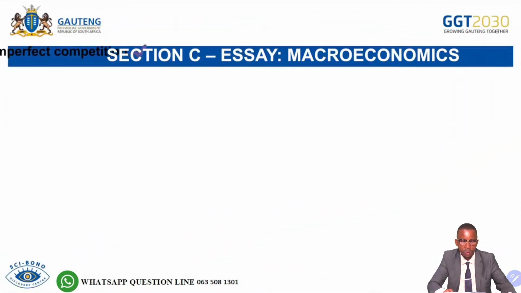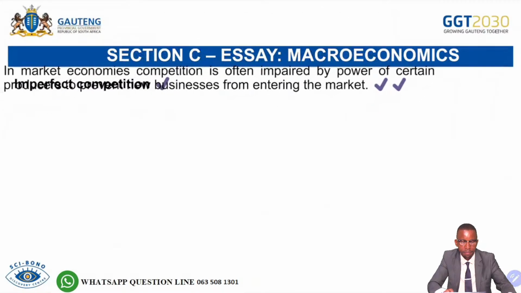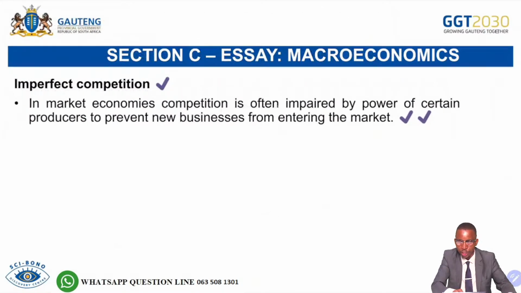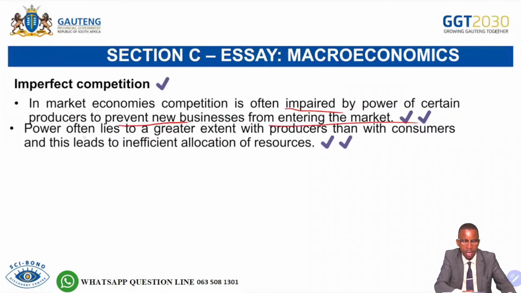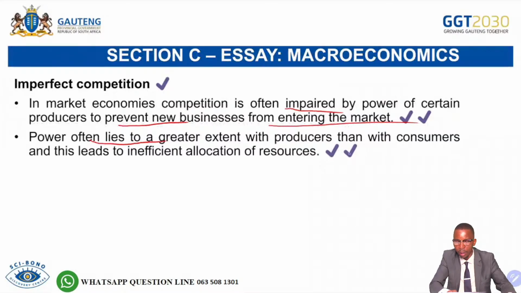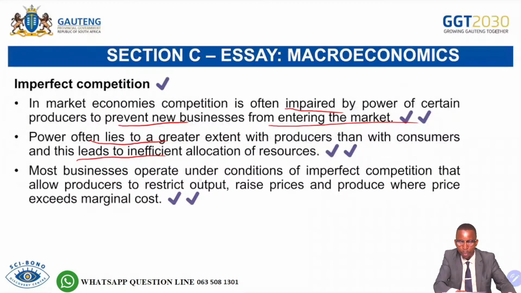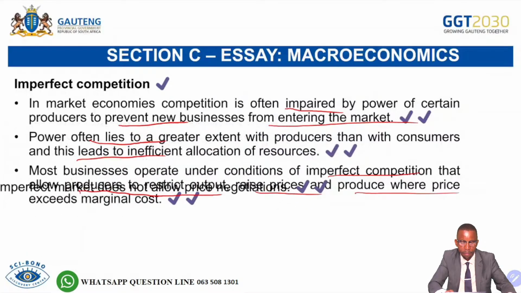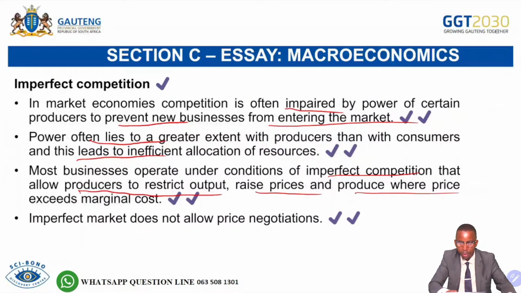And then we continue. Imperfect competition. In market economies, competition is often impaired by the power of certain producers to prevent new businesses from entering the market because of barriers to entry. Power often lies to a greater extent with producers than with consumers, and this leads to inefficient allocation of resources in the market. Most businesses operate under conditions of imperfect competition that allow producers to restrict output, raise prices, and produce where the price exceeds the marginal cost. An imperfect market does not allow price negotiations.